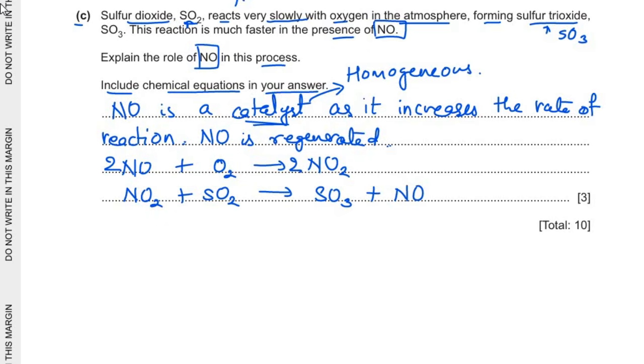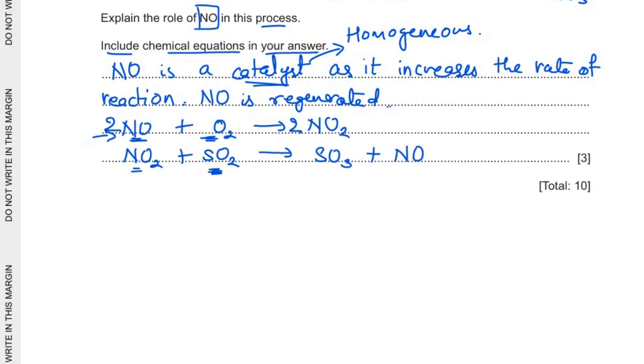Why? Because the reactants are also gases. The reactants are oxygen and sulfur dioxide, and the nitrogen monoxide and nitrogen dioxide are also gases. As all three of them are in the same phase, they are homogeneous catalysts. So we can be specific that the nitrogen monoxide is a homogeneous catalyst, as it increases the rate of reaction and is also regenerated. And these are the chemical equations present, which show that the nitrogen monoxide is a catalyst. Now let's go ahead with question 3.